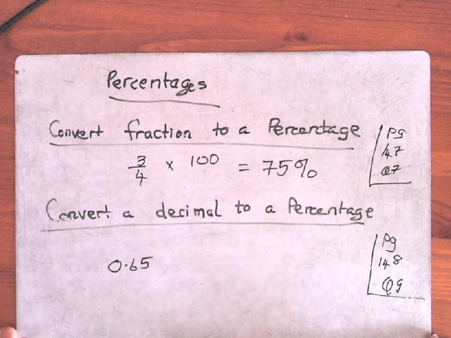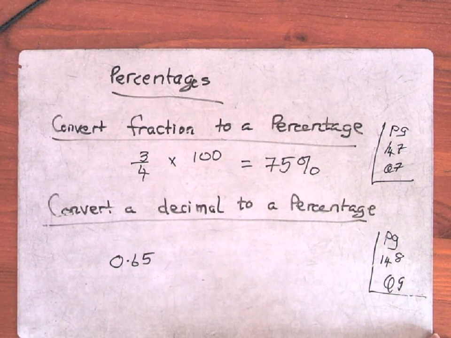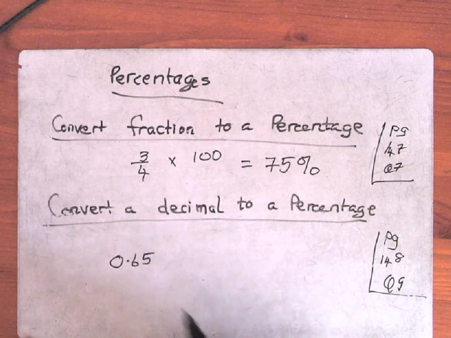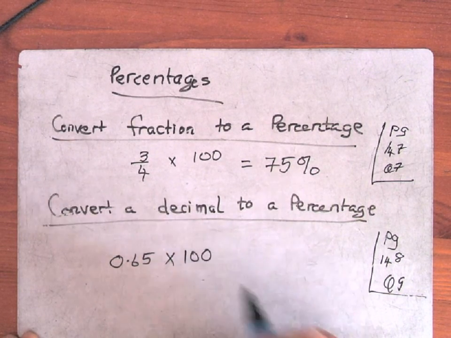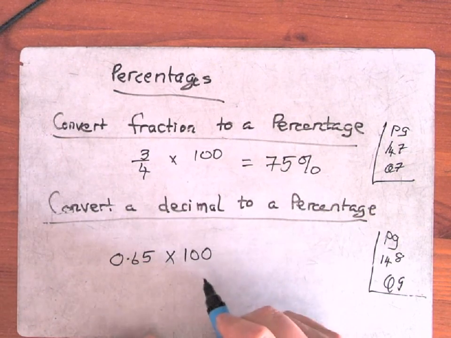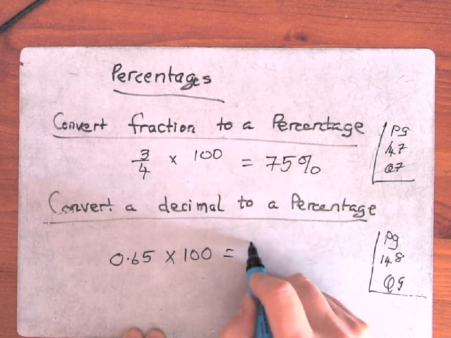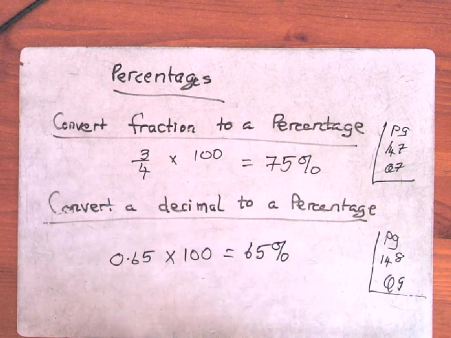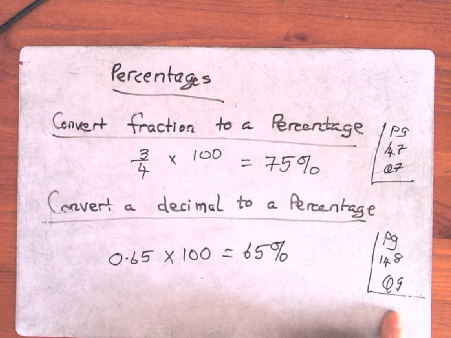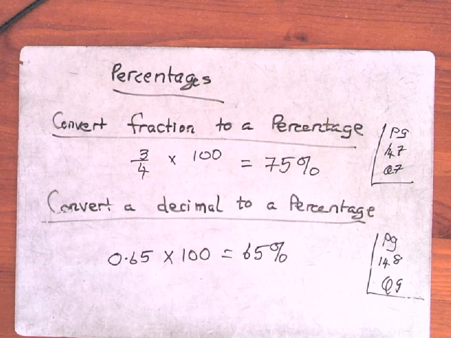Converting a decimal to a percentage is the exact same thing. Anytime that you want to turn anything into a percent, you multiply by 100. So you type into your calculator 0.65, multiply by 100 and press equals, and it'll give you 65 and you just stick a percent sign after it. Page 148, question 9. Stop now, go practice those.